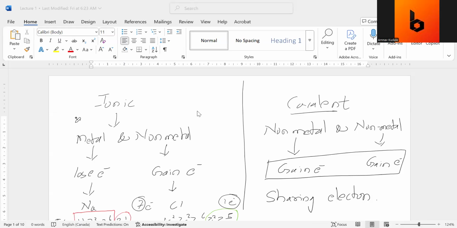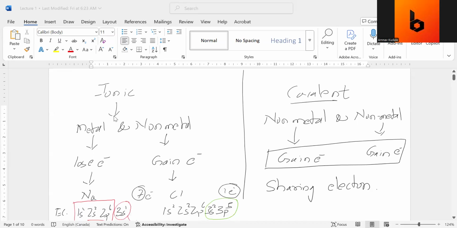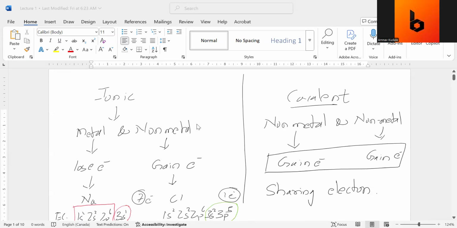So Arno, today we are doing bonding, right? Chemical bonding. For chemical bonding, let us first understand what are ionic bonds and covalent bonds. If you see the differentiation over here, an ionic bond is generally between a metal and a non-metal, whereas a covalent bond is between a non-metal and a non-metal, right?